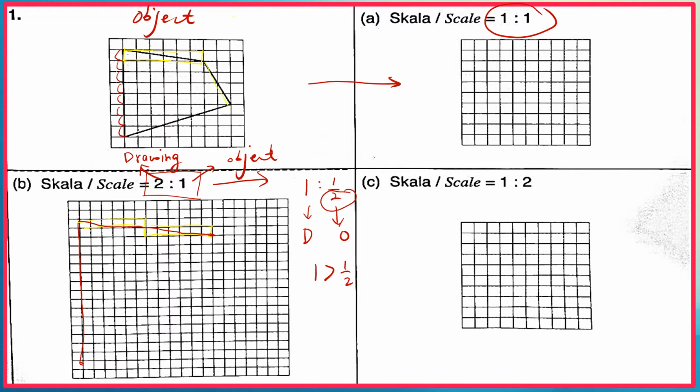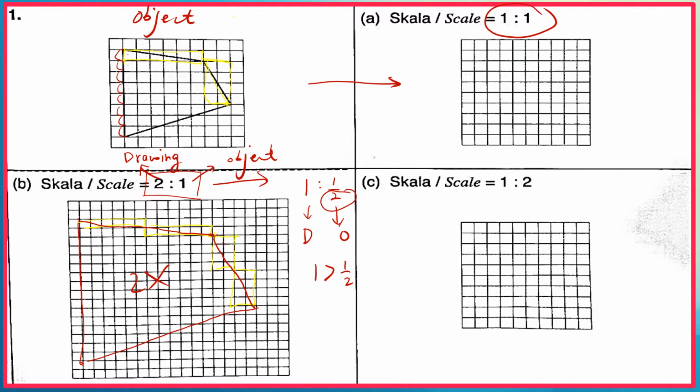And then for the next line here, there are 2 boxes to the right and 4 downward. So you draw 2 to the right and 4 downward. This is the first box, you draw another box, same box, you draw twice. Then you just join the line. From here you get the third line, and then the fourth one you just join. Alright, so this is your drawing, which is twice the object.